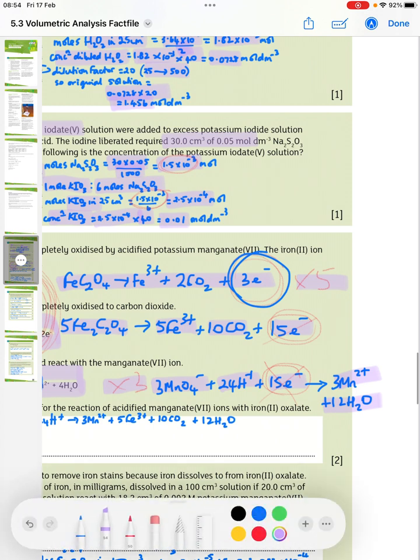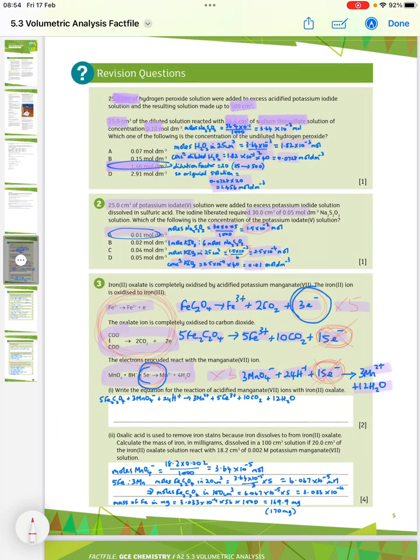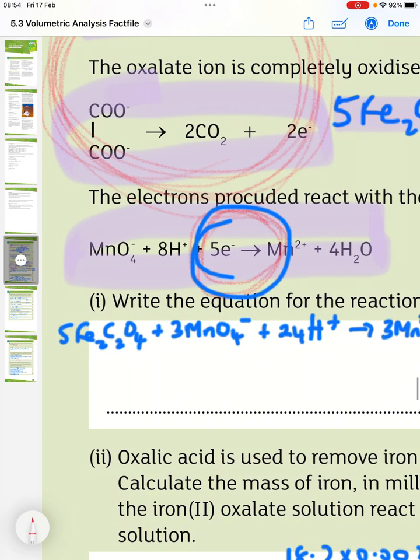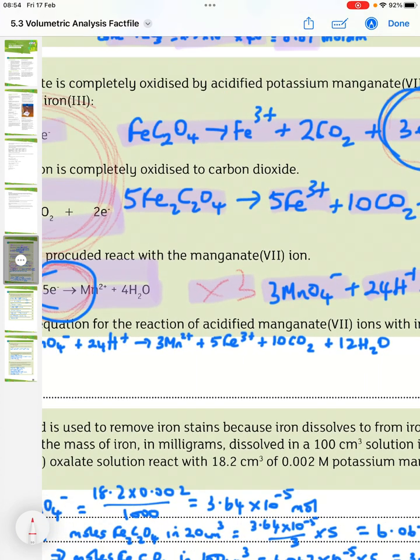Now you'll notice that in both of these there are 15 electrons, and one's on the right hand side, one's on the left hand side, so we can cancel those out before we go any further adding them together. And then when we do add them together, it becomes on the left 5 Fe2C2O4 plus 3MnO4 minus plus 24H plus, and on the right hand side we have 3Mn2 plus 5 Fe3 plus 10 CO2 plus 12 H2O.